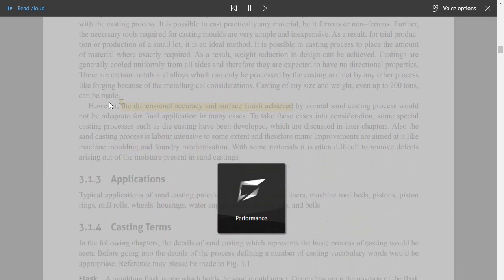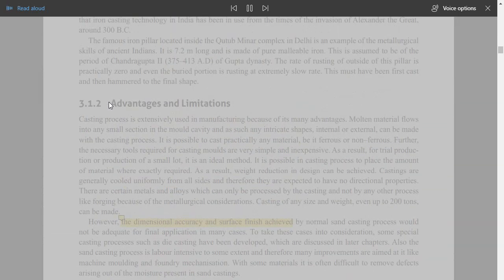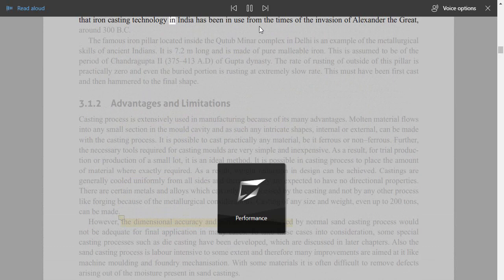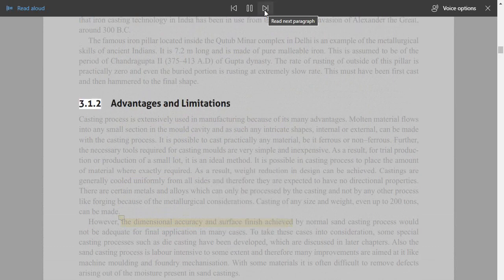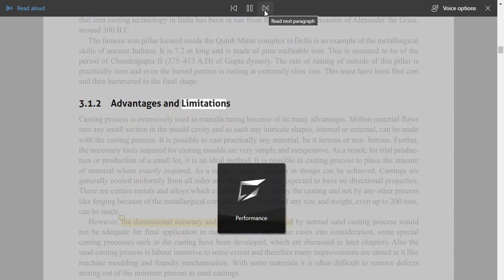That iron casting technology in India has been in 3.1.2 Advantages and limitations.